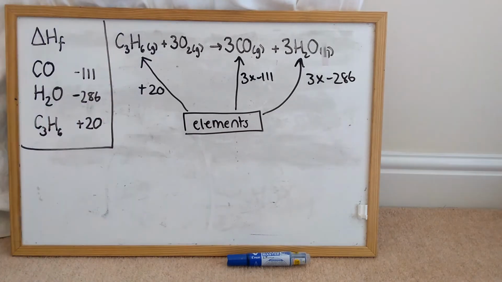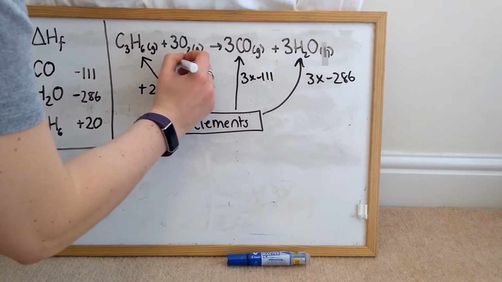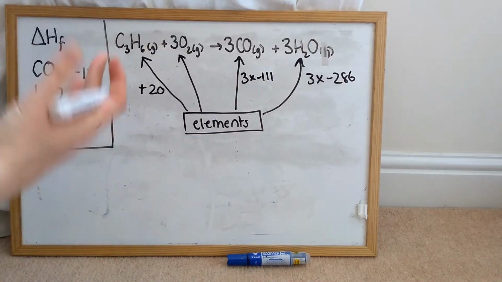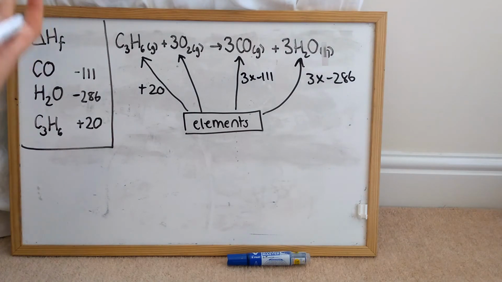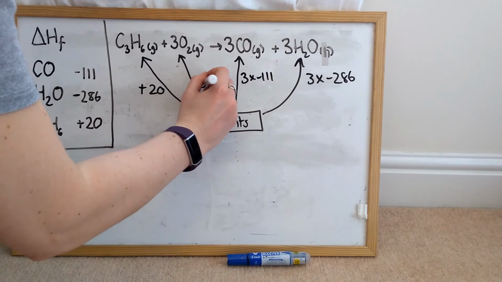I don't have a value for the arrow that I could draw here, because oxygen is already in its elemental form and it's already in its standard state. So the enthalpy of formation is just 0.